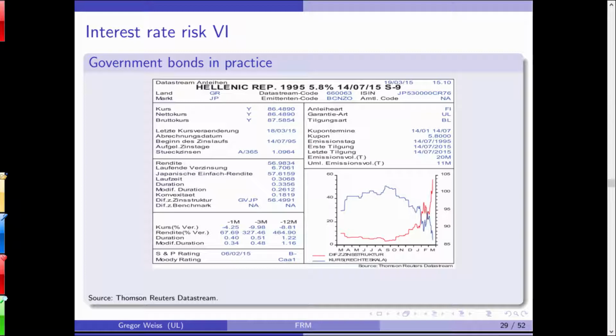Actually, as you know, the Greek government did not default. So if you had invested in 2015 in Greek government bonds, you would have been able to earn a very high return. But this would have been a gamble.